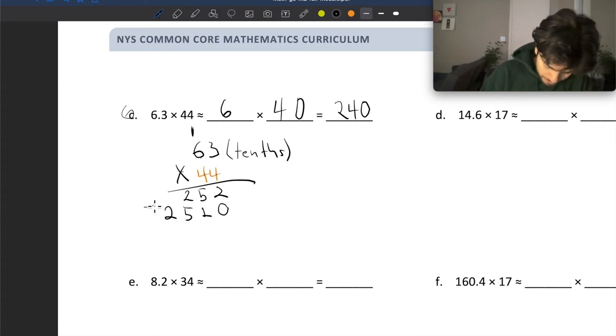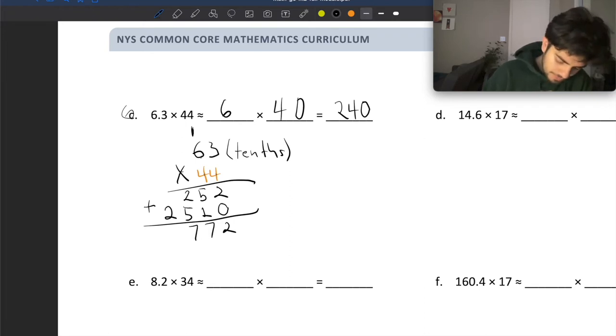So we got our partial products. Now let's add those. 2 plus 0 gives me 2. 5 plus 2 gives me 7. 2 plus 5 gives me 7 again, and we have our 2.